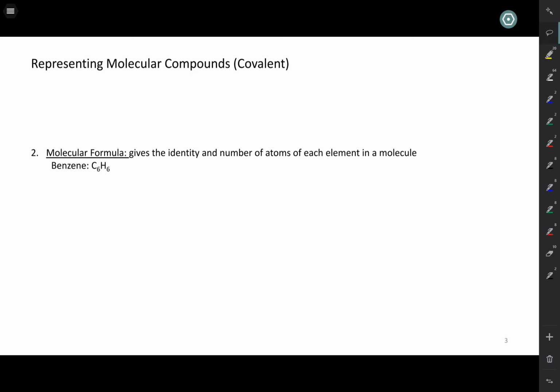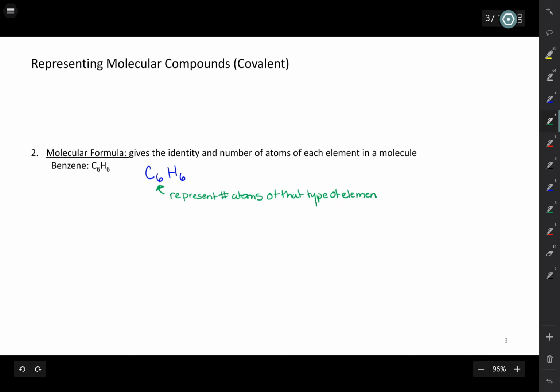So for example, the common name for a molecule called benzene has 6 carbons and 6 hydrogens. So its molecular formula is C6H6. These values here represent the number of atoms of that particular type of element. So for benzene, there are 6 carbon atoms and 6 hydrogen atoms in one molecule of benzene.